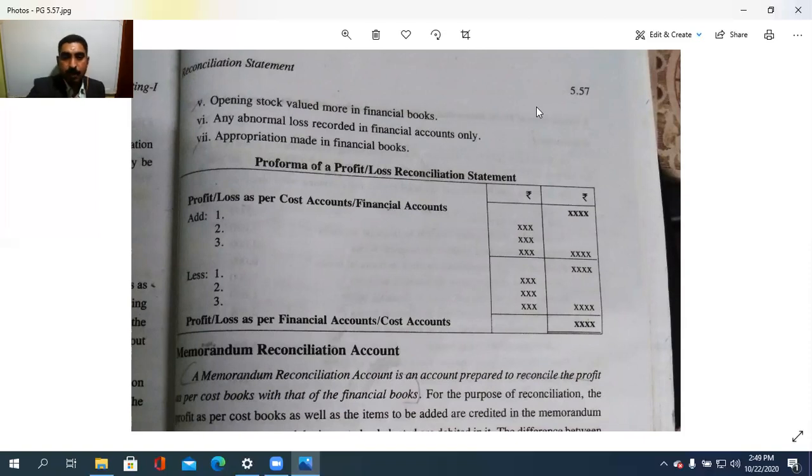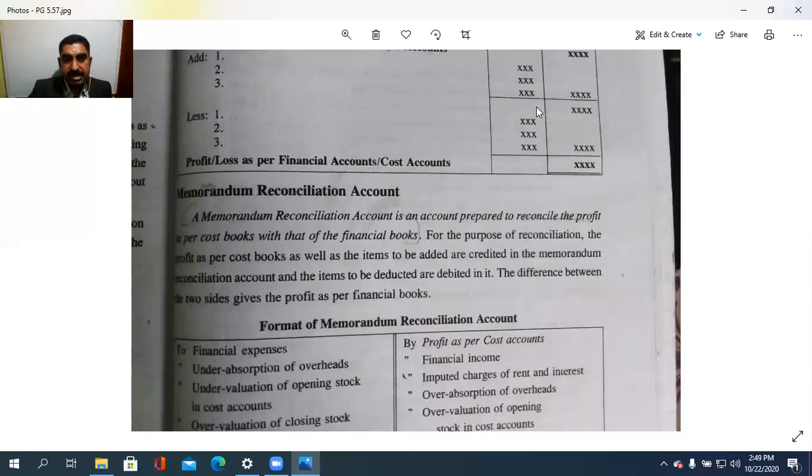So what is a memorandum reconciliation account? It is an account prepared to reconcile the profit as per cost books with that of the financial books. അപ്പൊ നമ്മൾ ഈ പറഞ്ഞ സ്റ്റേറ്റ്മെന്റ് രീതിയിലാണെങ്കിൽ it is the profit reconciliation statement. അതൊരു അക്കൗണ്ട് രീതിയിലാണെങ്കിൽ it is the memorandum reconciliation account. For the purpose of the reconciliation, the profit as per cost books as well as the items to be added are credited in the memorandum reconciliation account. What is that? The profit as per the cost books.